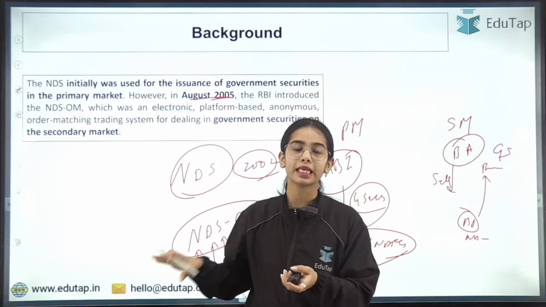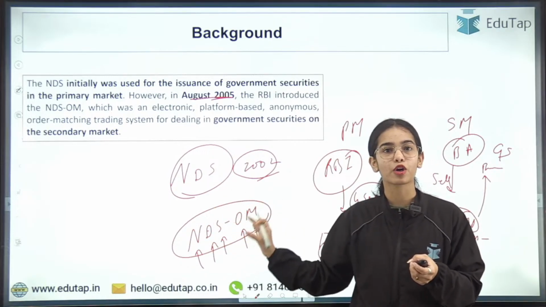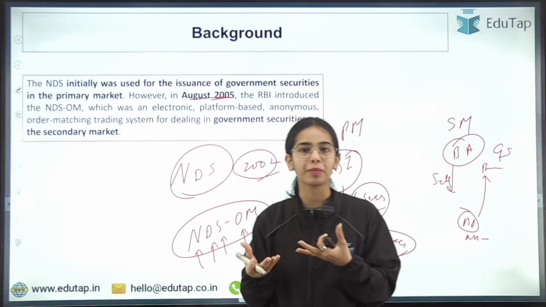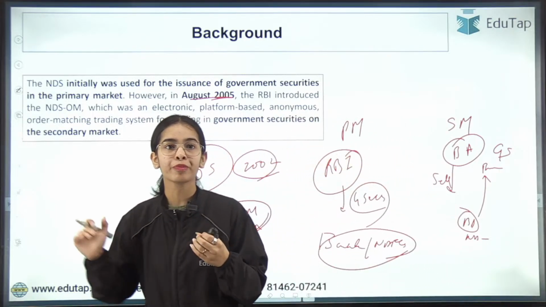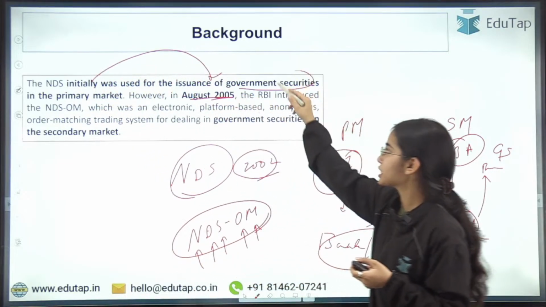So the negotiated dealing system order matching system was brought by the Reserve Bank of India so that the secondary market trading can also happen on the online platform. Okay, so this is the idea: NDS initially was used for the issuance of government securities in the primary market.